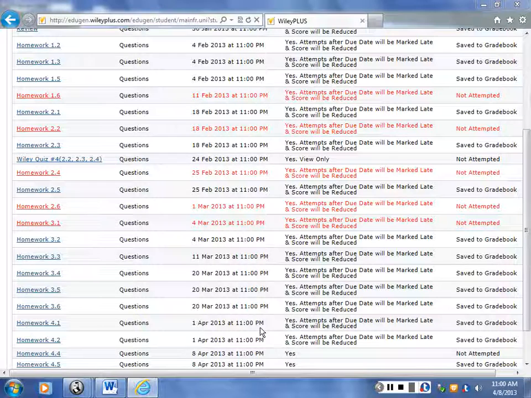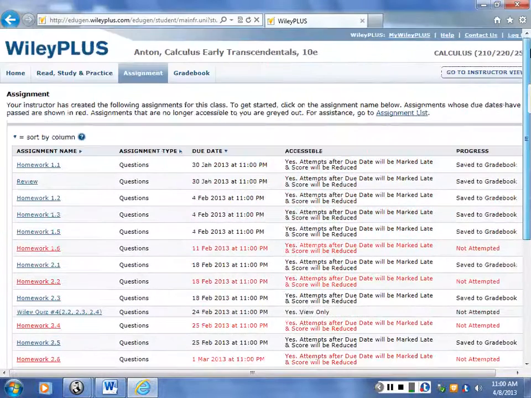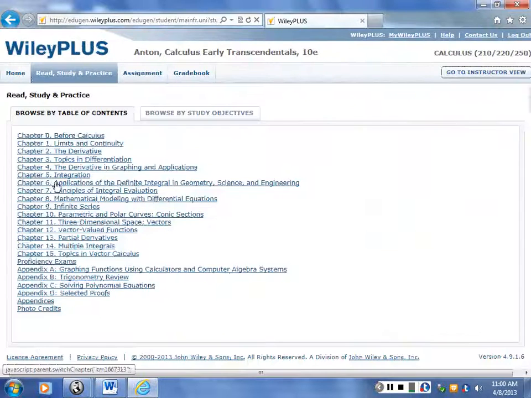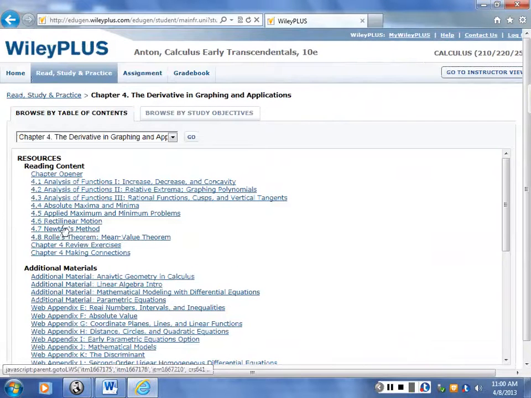Wiley homework? It's written homework 4.4, number 11. Okay, so let's look at 4.4, number 11.